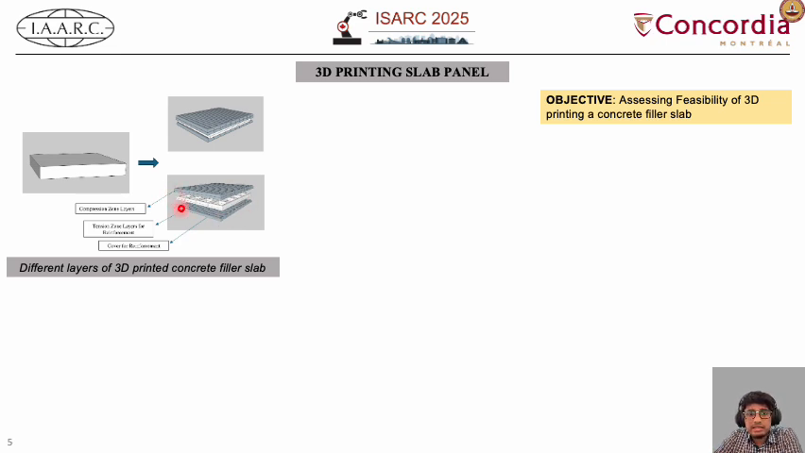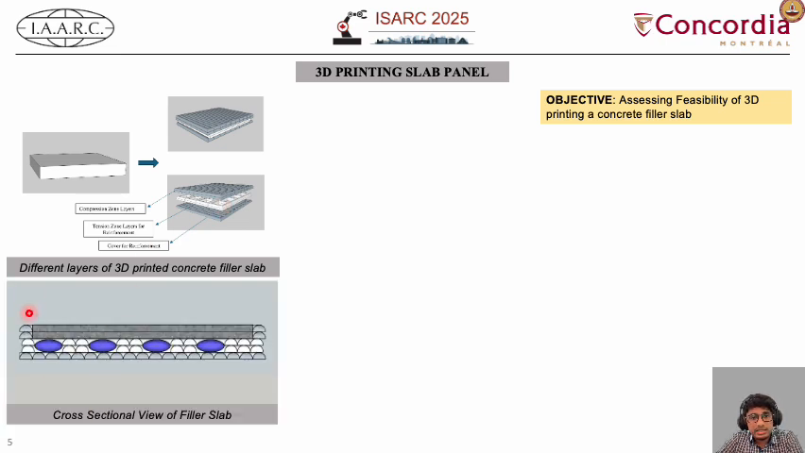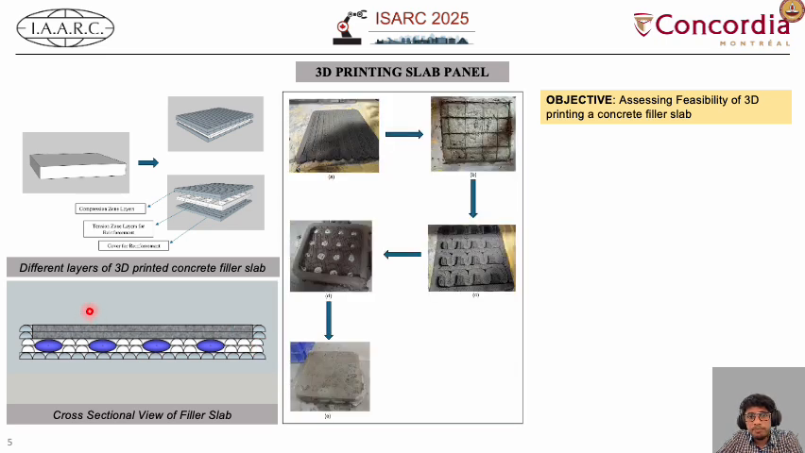The first layer was the cover layer, which was printed to protect the reinforcement from environmental exposure. The central layer is the tension layer, in which the maximum amount of material consumption will be saved, and then the top layer is the compression layer, in which the concrete is most required to take the compressive loads. Here we can see the cross sectional view of the filler slab. The purple balls here are the filler materials, and on the sides is the concrete.